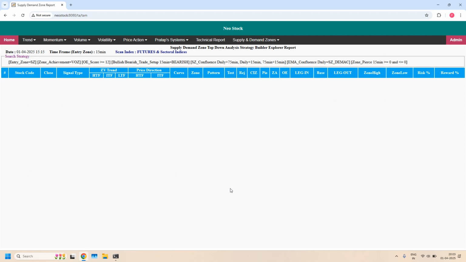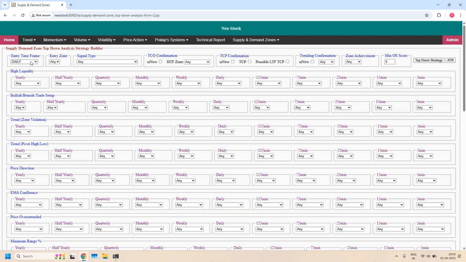So this is the bearish trade setup for daily income trade. Next we will look into hourly income trade reports. For the bullish trade setup, entry time frame 5 minutes, entry zone, demand zone.